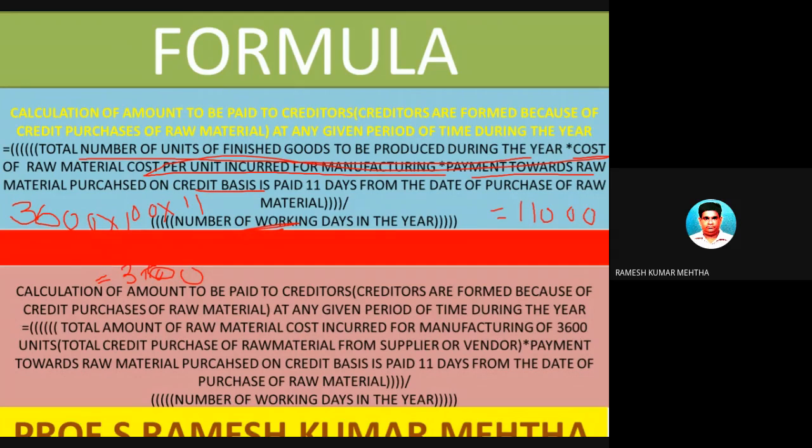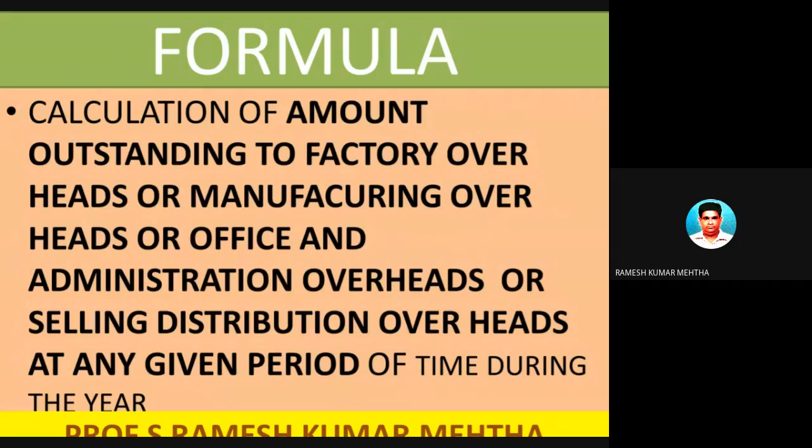Another way of solving the problem is, if you look here, if you multiply this part, it is nothing but 3 lakhs 60,000. 3,600 into 100 rupees is 36 hundred hundreds. That is 3 lakhs 60,000. So this 3 lakhs 60,000 is nothing but the total amount of raw material purchased during the whole year for the manufacturing of 3,600 units, into 11 days is the time period allowed by the creditor, by 360 days, that is number of working days in a year. So hope you got the answer to the first element of current liability under working capital.